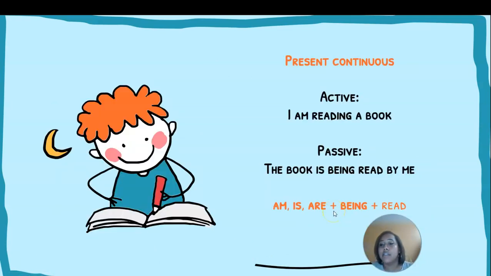We have active: I am reading a book. And passive: the book is being read by me. As you can see, we have here the verb to be, then being, and then the verb in past participle, right? Any questions? All good? Perfect.